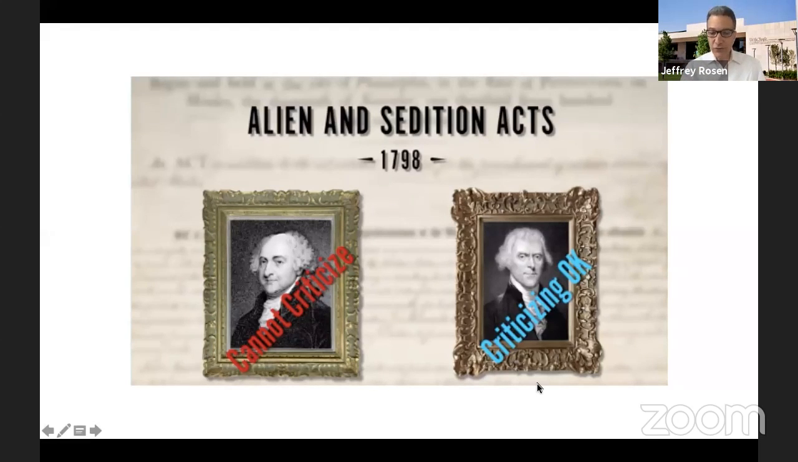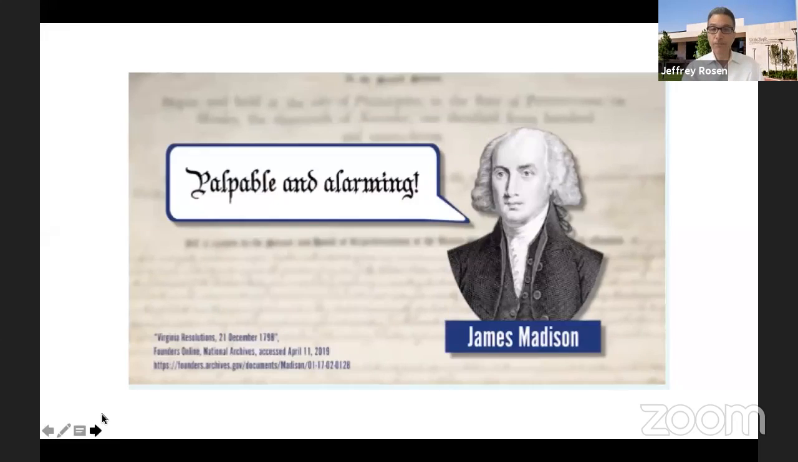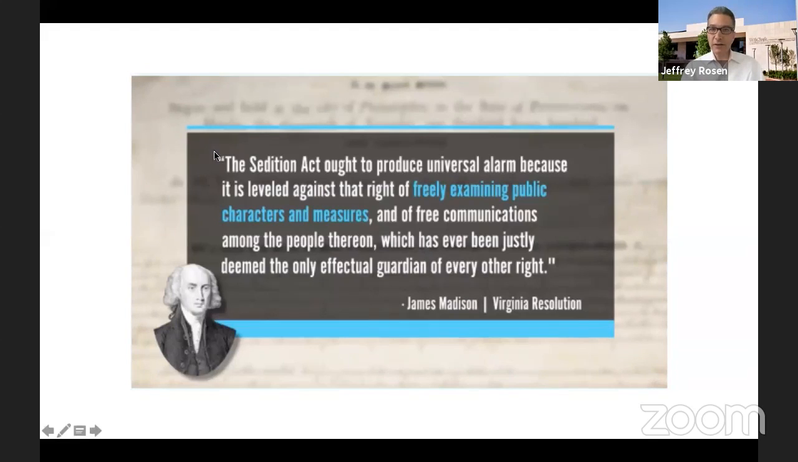Now, then Thomas Jefferson becomes president, and among his first acts, he pardons the people who are convicted under the Alien and Sedition Acts, establishing a precedent that they were unconstitutional. Look, there's James Madison: the Sedition Act ought to produce universal alarm because it is leveled against that right of freely examining public characters and measures, and of free communications among the people thereon, which has ever been justly deemed the only effectual guardian of every other right.